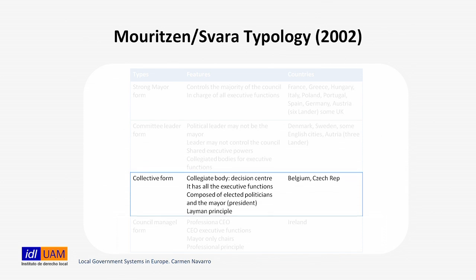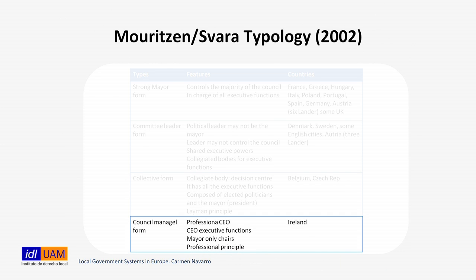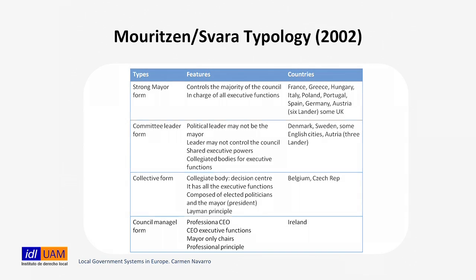In the collective form, a collegiate body, the executive committee, is the center of the decisions and responsible for all executive functions. The executive committee consists of elective officials, councillors, chaired by the mayor. Belgium, the Netherlands, Switzerland, and some English and German cases fall in this category. Finally, in the council manager form, all the executive functions are in charge of a CEO, the city manager, appointed by the city council, which has only general authority over policy, and administrative matters are responsibility of the manager. A mayor who has only ceremonial functions chairs the council. And Ireland is the case in this category, but also is a type that we can also find in other places in the world, not only in Europe, in countries such as the United States.